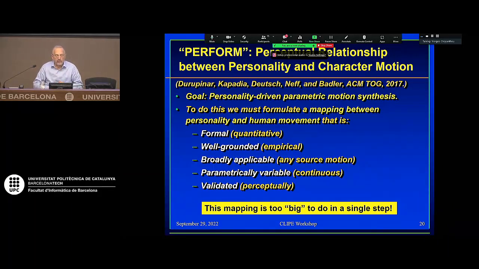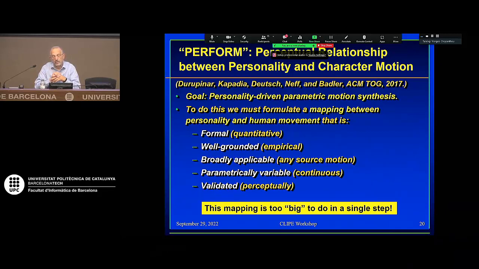So in order to set this on a much better computational foundation, we wanted to hit a few requirements. It should be described formally in a quantitative fashion so that we could actually build a program that did it. It needed to be well grounded in empirical evidence. It should work for any source motion, no matter where it came from. It should be parametrically variable. In other words, it should be continuous. We didn't want to just have one character, one motion, a fixed transformation.